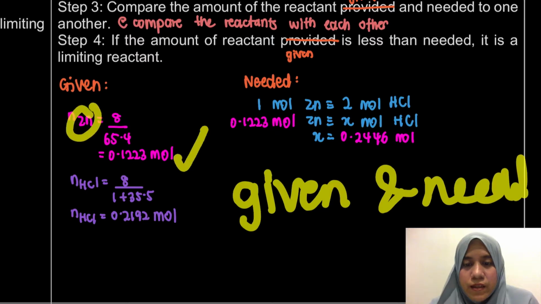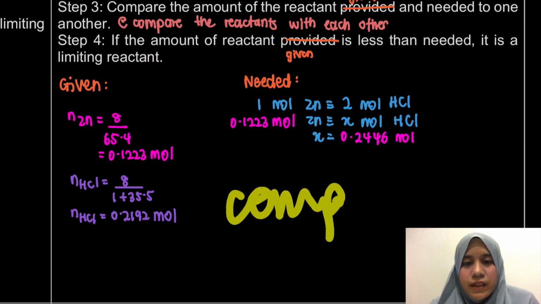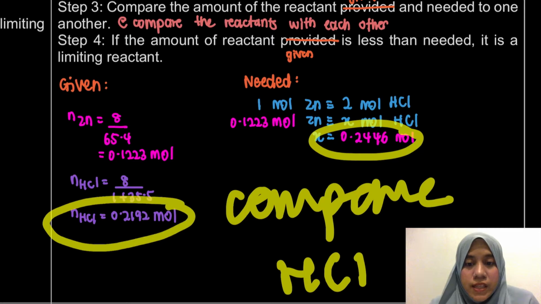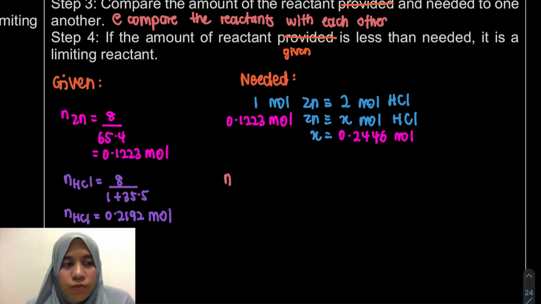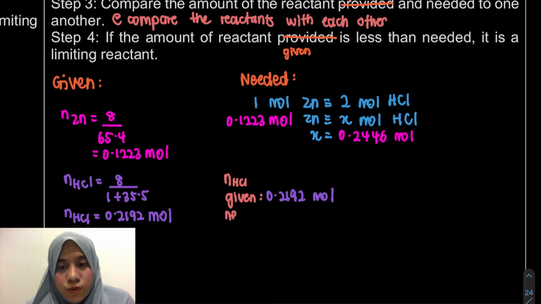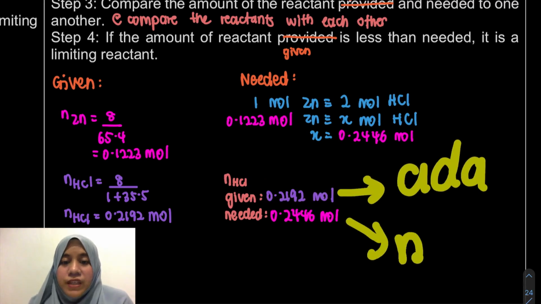Okay, so sekarang ni Miss tak nak compare yang zinc. Sebab zinc kita sama sahaja kan. Case dia sama sahaja. Tapi kalau HCl ni, value dia lain. So kita akan compare. Miss tulis je lah dekat sini supaya kita clear sikit. Okay, so I'm just gonna write down here. Amount, the number of mole of HCl. Okay, yang given adalah 0.2192 mole. Tapi yang Miss perlukan, the one that we needed is 0.2446 mole. Okay, so kita tengok. Compare given dengan needed ni.